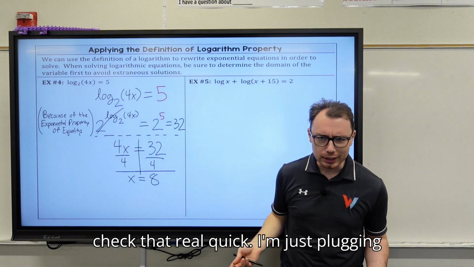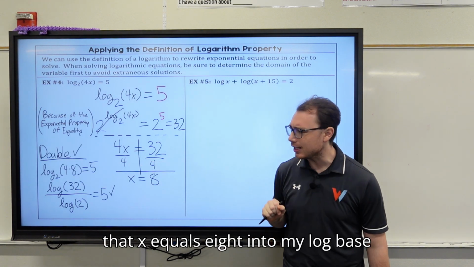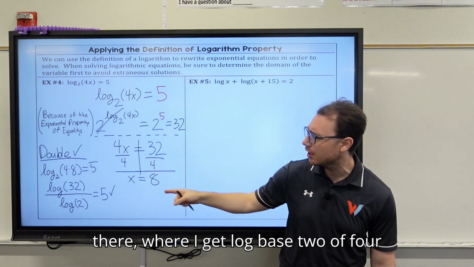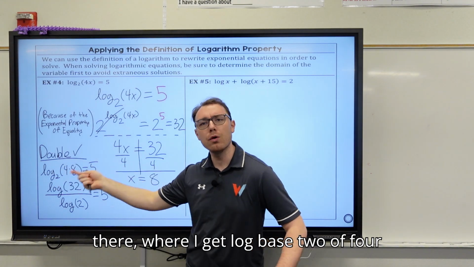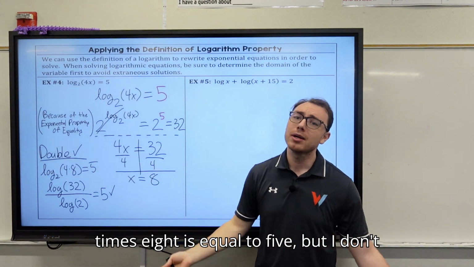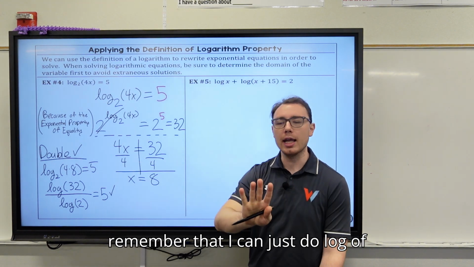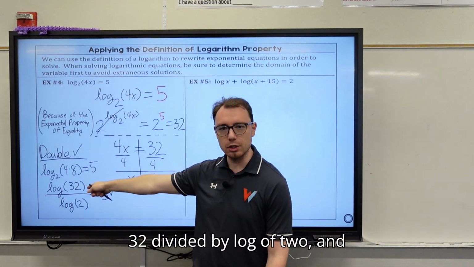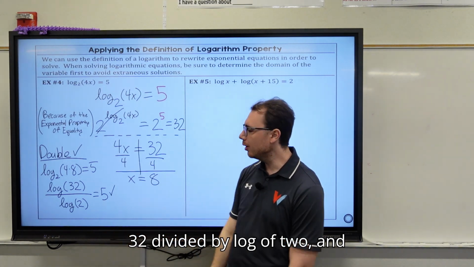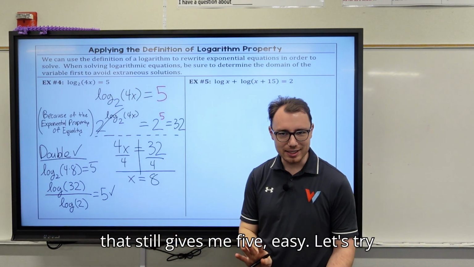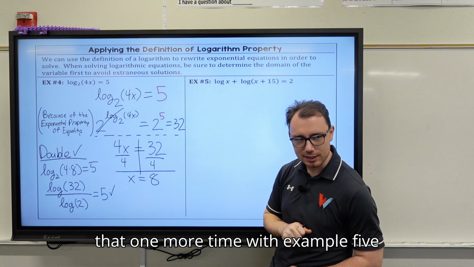Let me just double check that real quick. I'm plugging x equals 8 into my log base 2 of 4 times 8 is equal to 5. But I don't have a good calculator that gives me a custom log there, so I just need to remember that I can do log of 32 divided by log of 2, and that still gives me 5. Easy. Let's try that one more time with example 5.